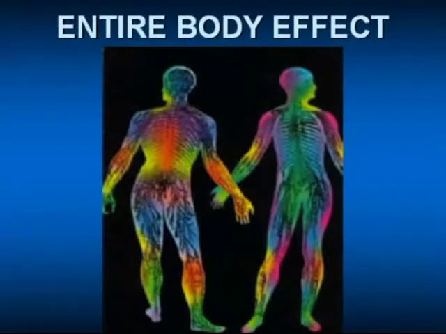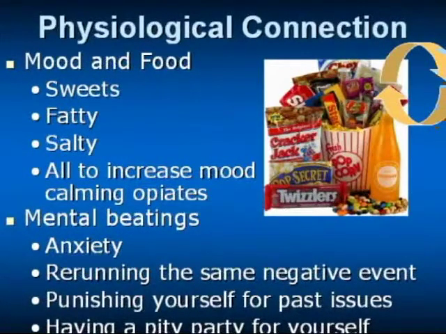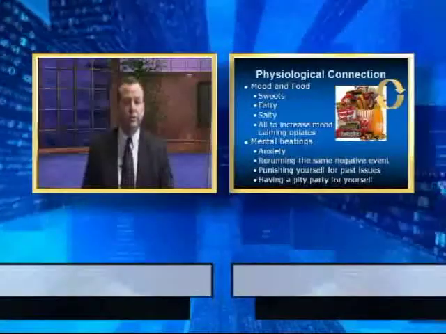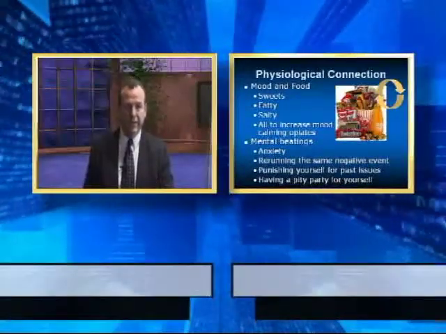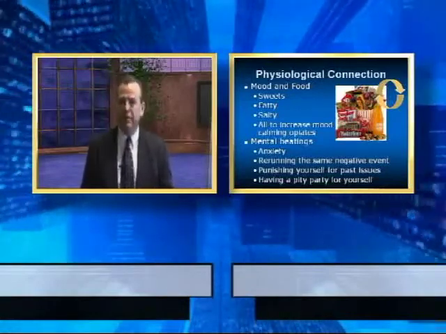And remember, this is an entire body effect. Stress, related to back pain, but is it related to everything else? The answer is absolutely. Physiologically, mood and food. Sweets, fatty, salty, all can increase your mood and calming opiates. So in other words, that's why we might crave those things. And if we eat better foods and end up doctoring them up with healthy fats, healthy sweets, and healthy types of salts, maybe we might be able to do something to help ourselves.